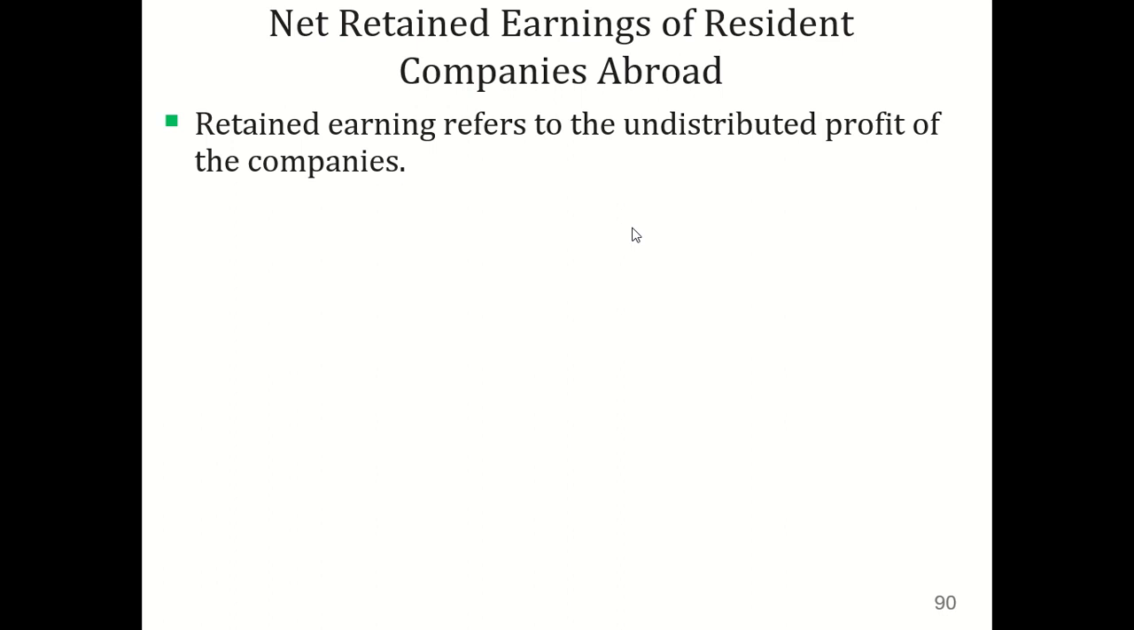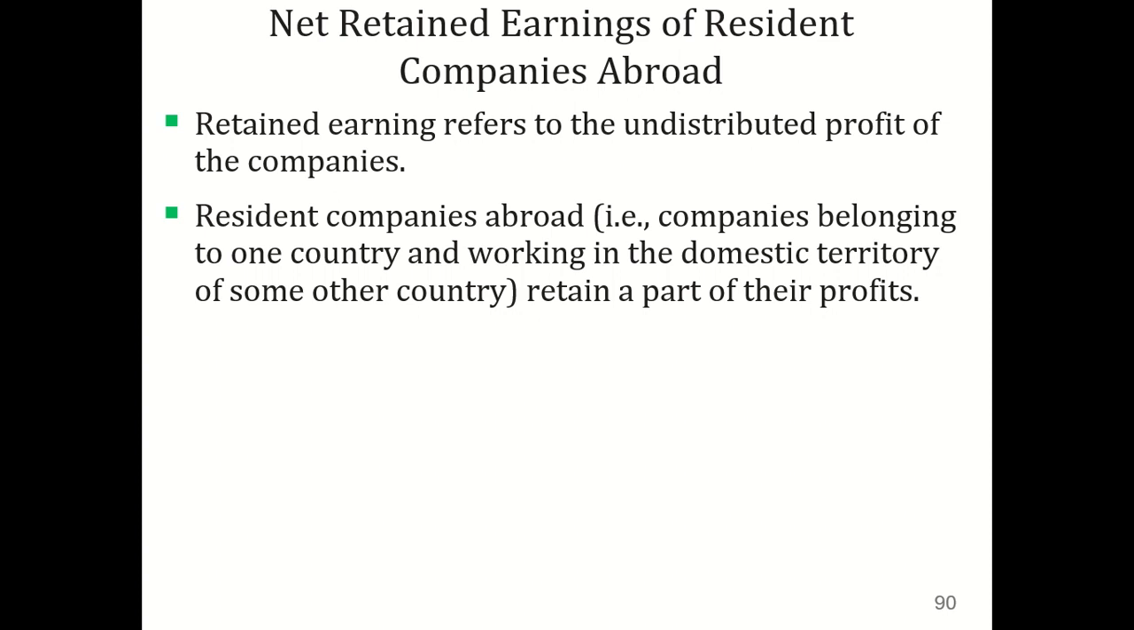Let us look at this component in some more detail. Now, what happens? Who are the resident companies abroad? They are the companies belonging to one country and working in the domestic territory of some other country. And as we discussed, sometimes they retain a part of their profits. Like the Tata Group, when they acquired Corus in UK, Tata is a resident company functioning abroad. Why do we say so? Because from India's perspective, the Tatas are incorporated in India, so they belong to India, but they are working within the domestic territory of UK.